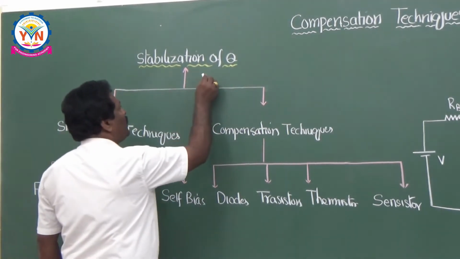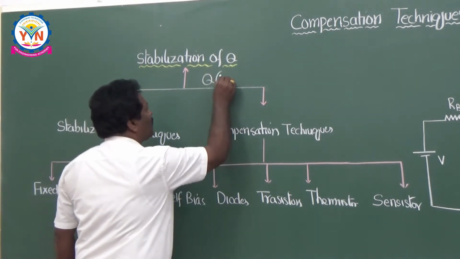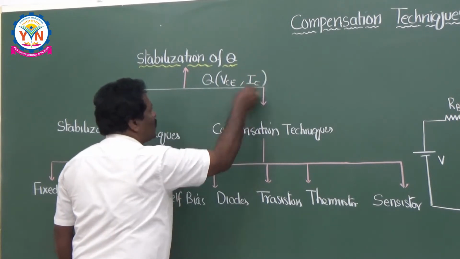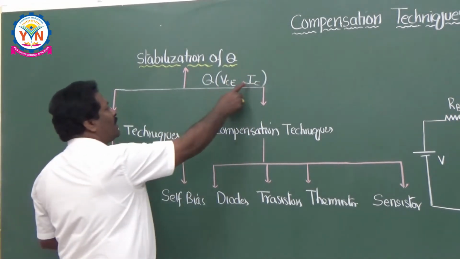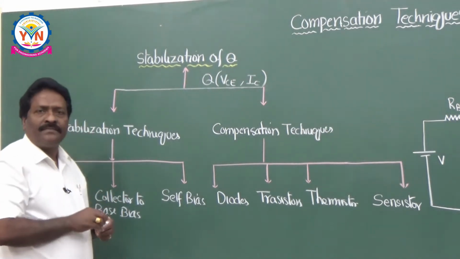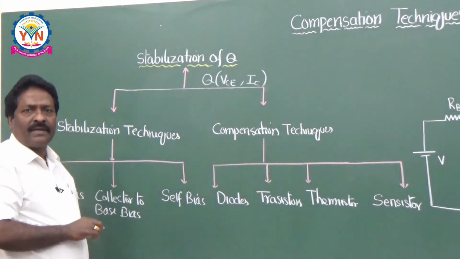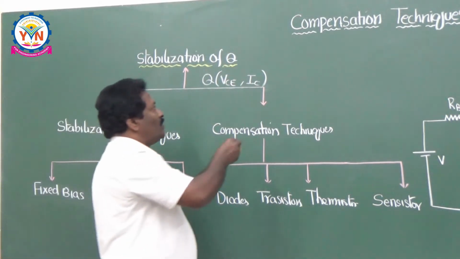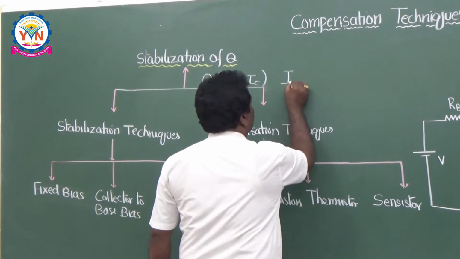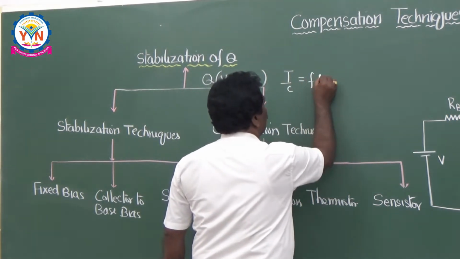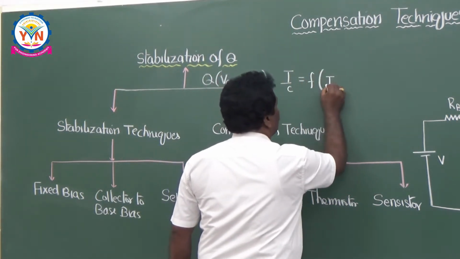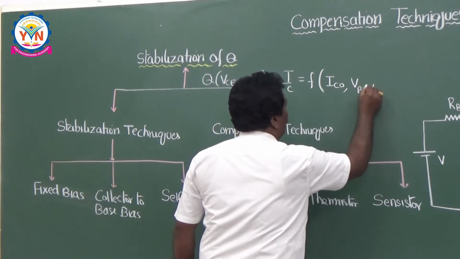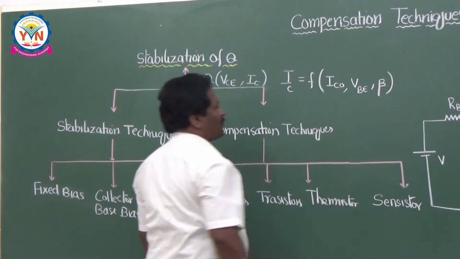The operating point Q has the coordinates VCE and IC, and in the last classes I told you your collector current IC is not constant, it is always a function of temperature, base to emitter voltage and beta also. So the collector current IC is a function of reverse saturation current ICO, VBE, the base to emitter voltage, and beta of the transistor.